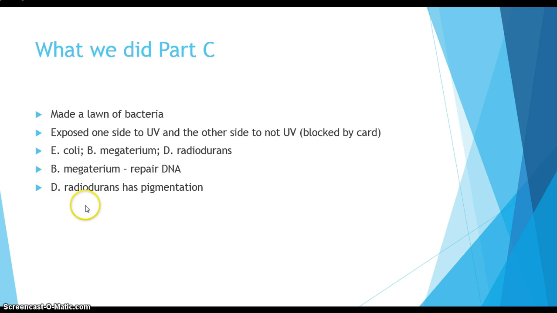Just kind of a way to remember it, I guess. So radiodurans is the ability to survive UV radiation.